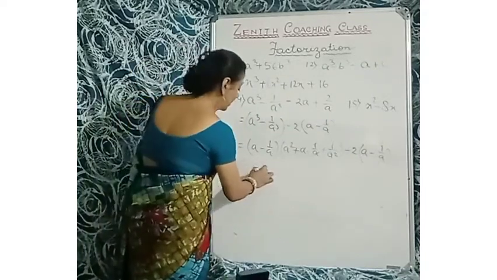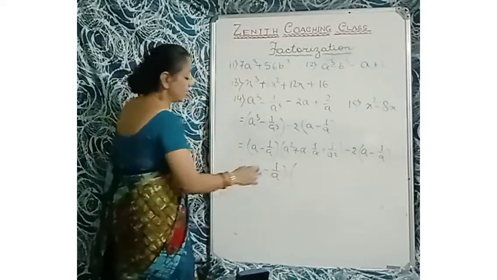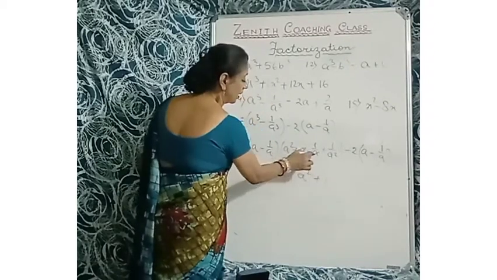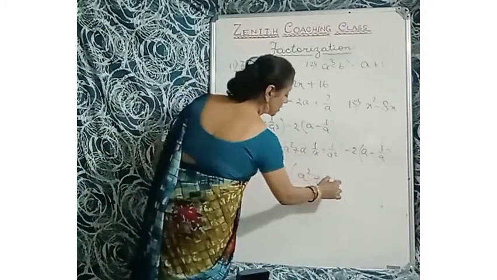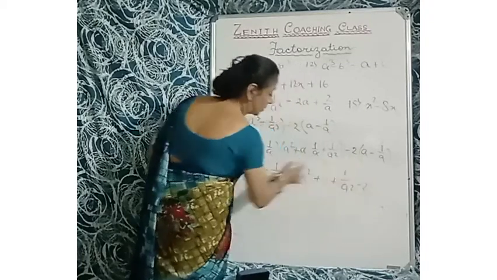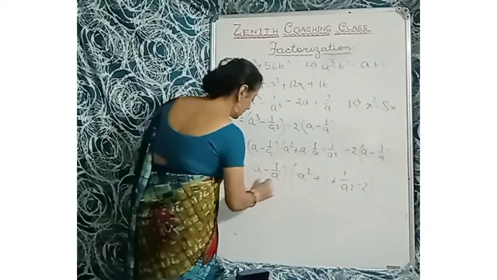So a minus 1 by a is common. So write it here, a square plus 1, because a कट गया, ये 1 रह गया, plus 1 by a square minus 2, because a is common हुआ था. Okay. लेकिन अभी भी सम खत्म नहीं हुआ, थोड़ा सा बाकी है.